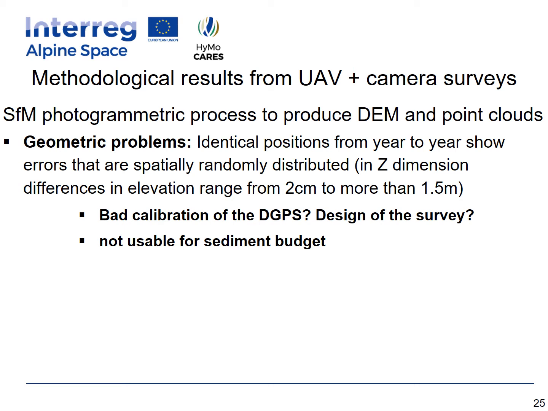The processing of the data showed some geometric problems. Indeed, identical positions in 2017 and 2018 for stable elements show errors that are spatially randomly distributed. In Z dimension, differences in elevation range from 2 cm to more than 1.5 meter.